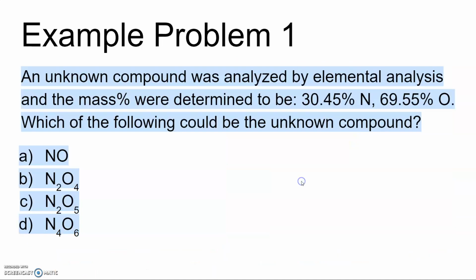So let's take a look at an example problem. An unknown compound was analyzed by elemental analysis, and the mass percent were determined to be 30.45% nitrogen and 69.55% oxygen. Which of the following could be the unknown compound? So what we're trying to do here is, from this elemental analysis data, the percent of nitrogen and oxygen, determine what the compound can be, because once we get the empirical formula, we can match it to one of these choices here.